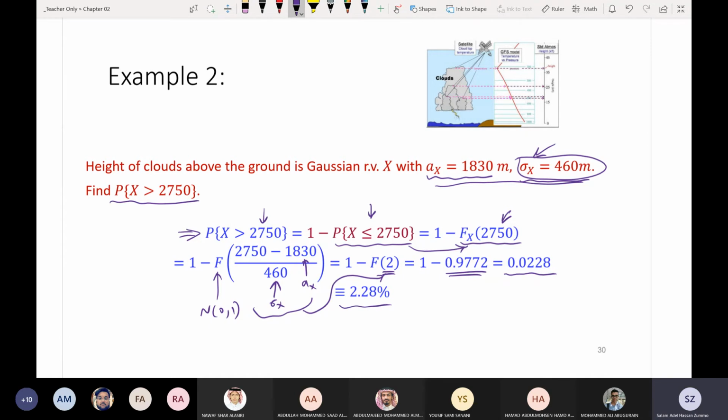So in this example it's equal to 0.028228. What does that mean? It's 2.28%. So if you look at these clouds, 2.28% of the time you will find a cloud whose height is larger than this number, higher than 2750 meters. Less than 2.5%. Which means that most of the time the cloud height is lower than that.